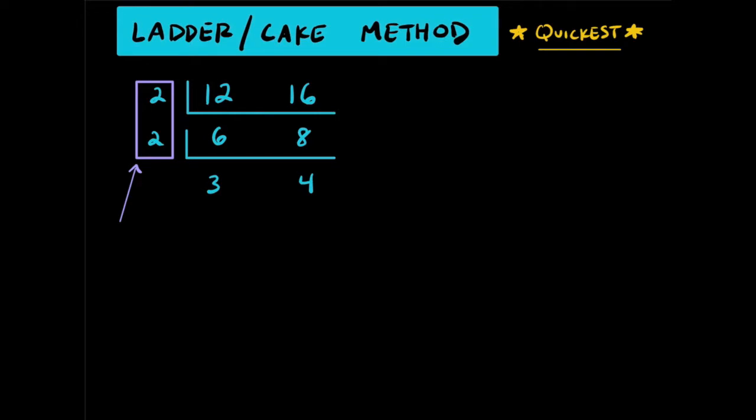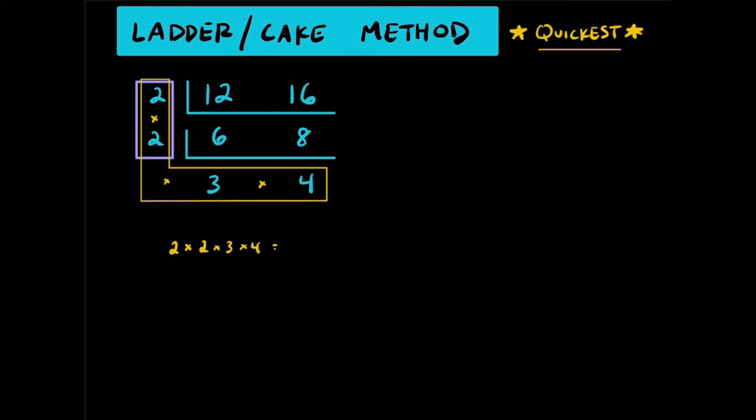Remember from our last lesson that if you multiply these numbers on the left side, you always get the GCF. 2 times 2 would be 4. What I didn't tell you was what happens if you multiply all the numbers along the outside here. If you multiply this 2 by 2 by 3 by 4, you get 48. Think of this L as the LCM.